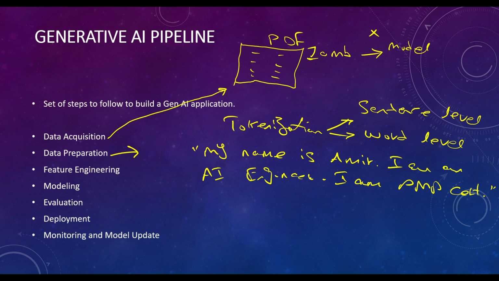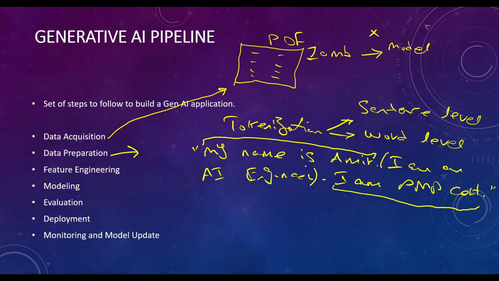Now to do the sentence level tokenization, you will break this whole paragraph based on the sentence. So the system will automatically detect the first sentence. So this is the first sentence. Then we will have the second sentence, starting from here till here. That is the second sentence, and this is the third sentence.